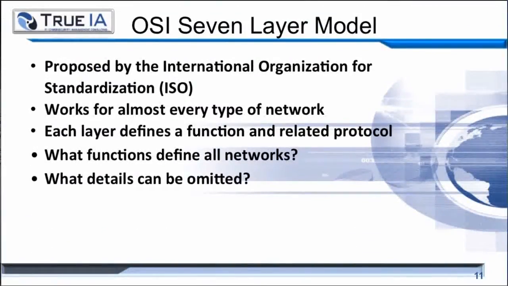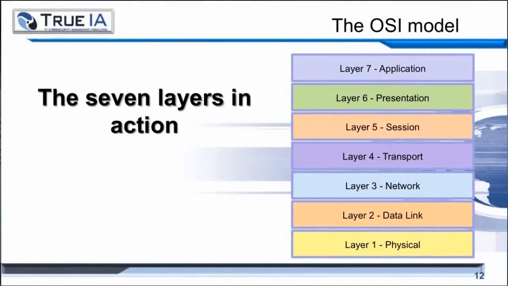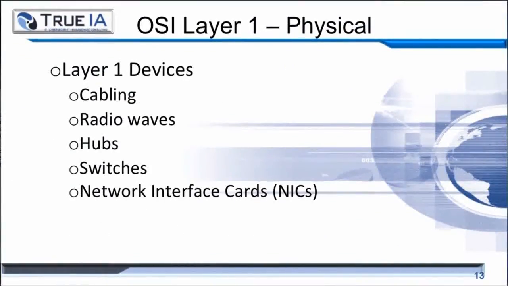The OSI 7-layer model was originally proposed by the International Organization for Standardization. It works for almost every type of network. Each layer is well defined with a function and a related protocol. So here is the OSI 7-layer model: physical layer, data link, network, transport, session, presentation, and application. Let's look at each of these layers a little more in depth.